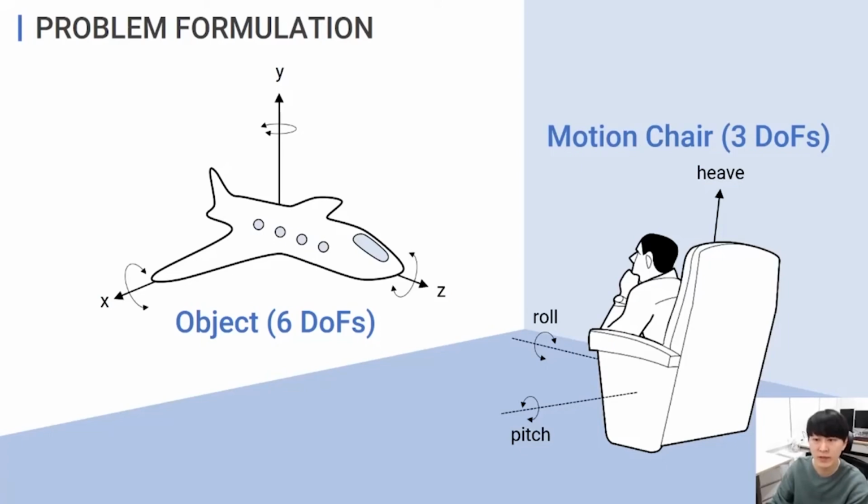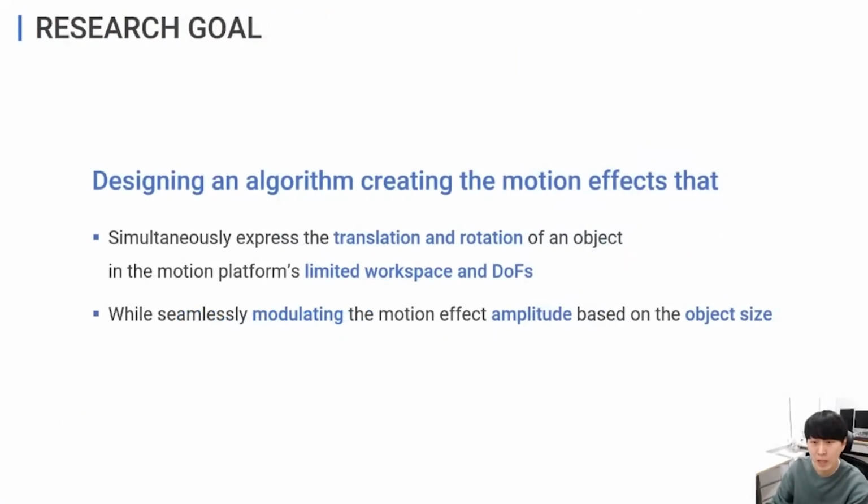While watching many 4D films, we observed that both object translation and rotation are expressed as motion effects. Also, we noticed that the motion amplitudes for the translation and rotation depend on the object size. Based on these observations, we set our research goal as designing an algorithm creating the motion effects that simultaneously express the translation and rotation of an object in the motion platform's limited workspace and DOF while seamlessly modulating the motion effects amplitude based on the object size.